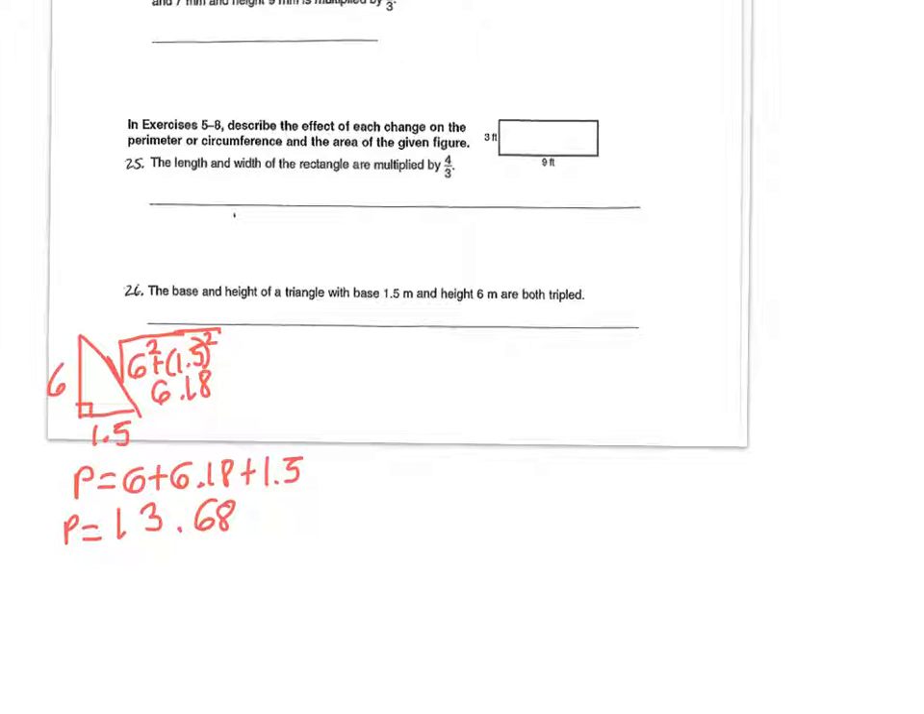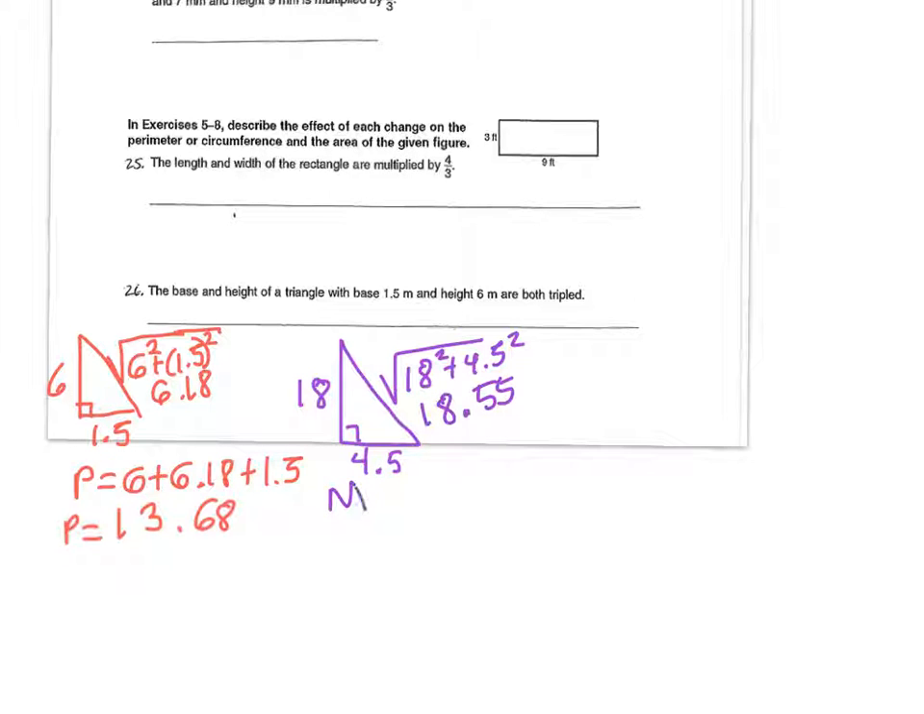So when I triple the dimensions, 6 times 3, the height would be what? 18, and 1.5 times 3, that would be 4.5, and the hypotenuse would be the square root of those two numbers squared and added. Let's put that in the calculator. The approximate answer for the hypotenuse is 18.55.